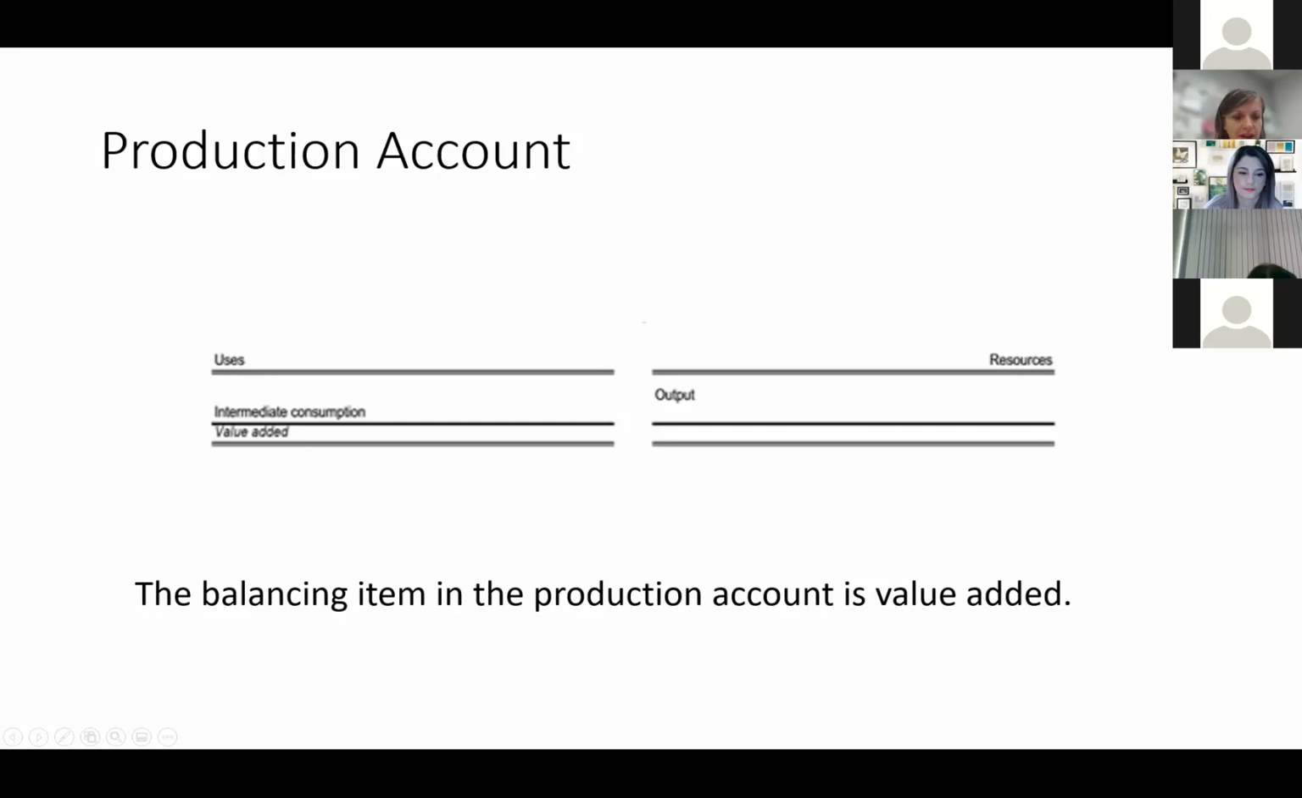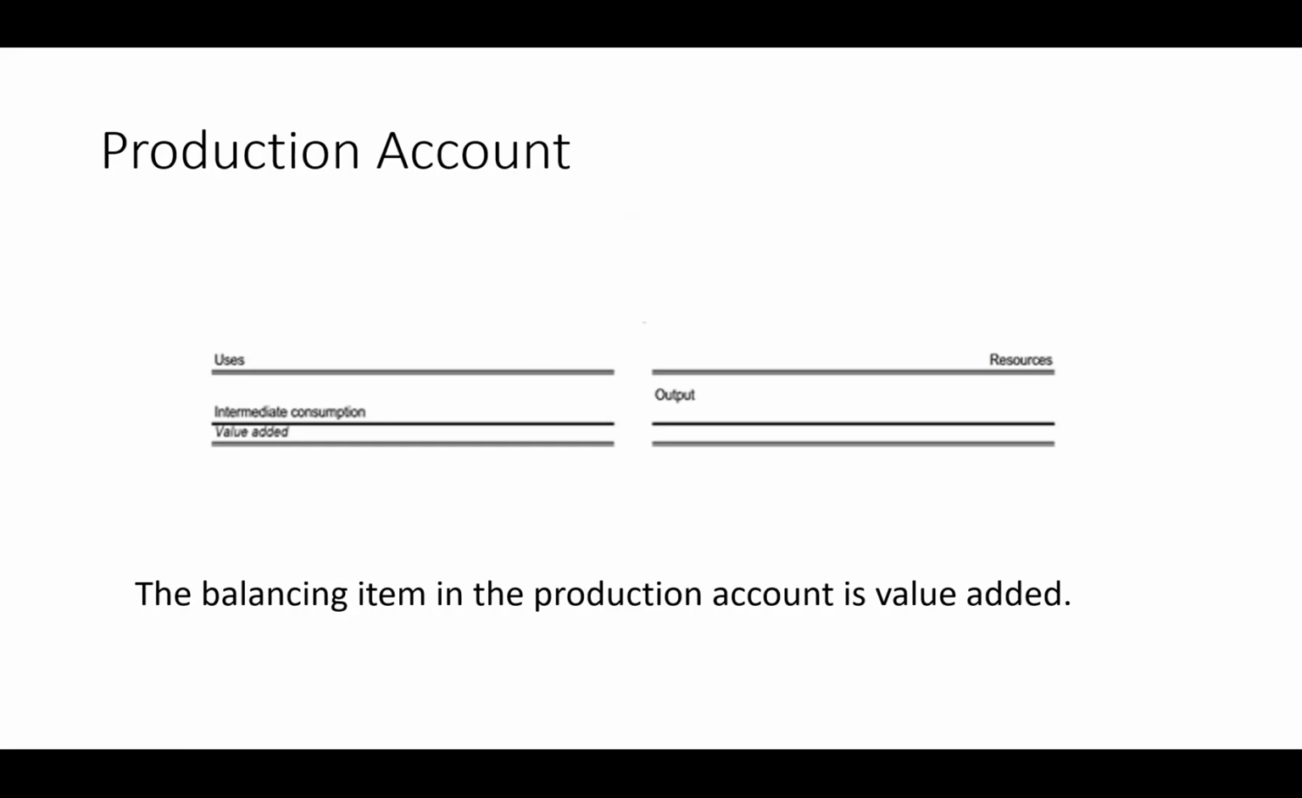The production account. So we see here, this is the basic presentation of the production account. On the left side, you see uses, and the right side, you see the resources. On the resources, we have output. On the uses part, we have intermediate consumption, and the output minus intermediate consumption is the value added. So the balancing item in the production account is value added.